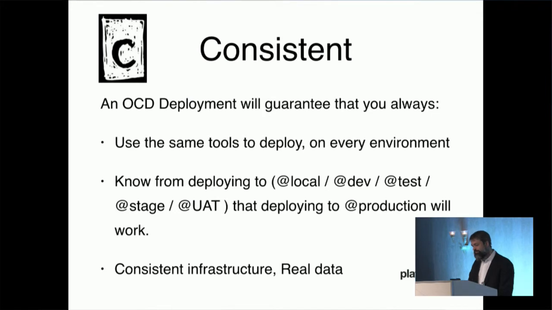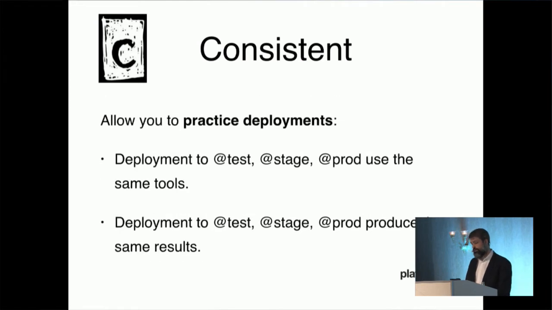Robert Douglas says. So an O.C.D. deployment will guarantee that you always use the same tools to deploy, whether it's on your testing environment, your staging environment, or going into production. Okay, and the tools that I believe are the right ones are obviously git push. And then knowing when you deploy from local to dev to test to stage that it will work the same way, consistently, because the environment's the same, the data's the same, the services are the same, the code's the same. You have to have the consistent infrastructure, and you have to have real data. It's just not enough to have some sample products or some sample content and hope that your deployment onto your live site will actually work. And it will allow you to practice deployments.